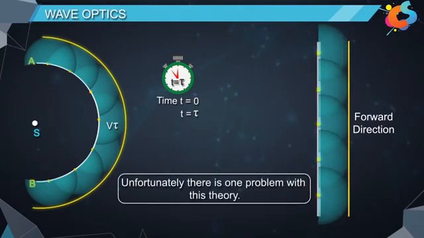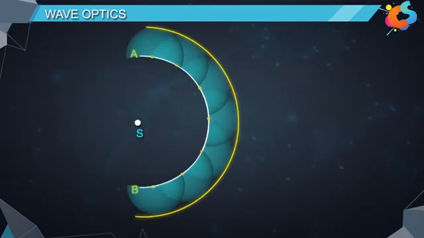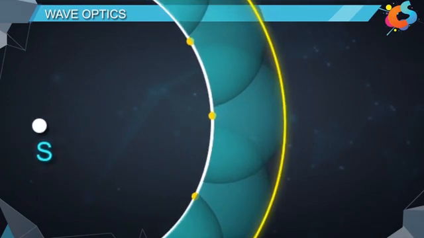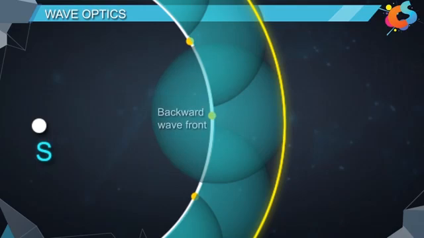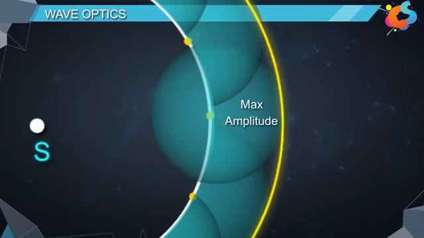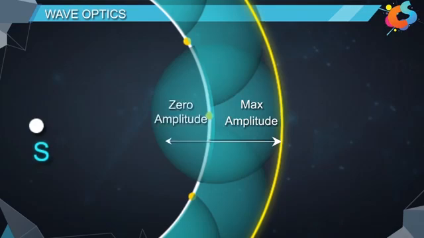Unfortunately, there is one problem with this theory. Since the secondary wavelets are spherical, it will not only generate a forward wavefront, it will also generate a backward wavefront. But in practice, we do not find any back wave. To correct this problem, Huygens suggested that the amplitude of secondary wavelets is maximum in the forward direction and zero in the backward direction.